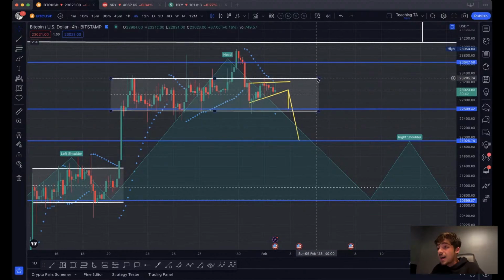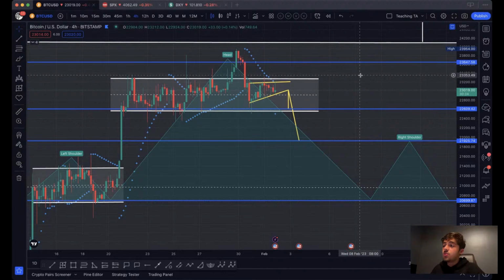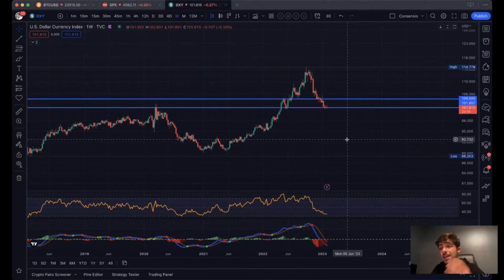However, if we break to the upside from this resistance here, and I believe this resistance, which is a bit more significant, the $23,300 area, we could head back up to $23,647. Again, have a look at the DXY as well.